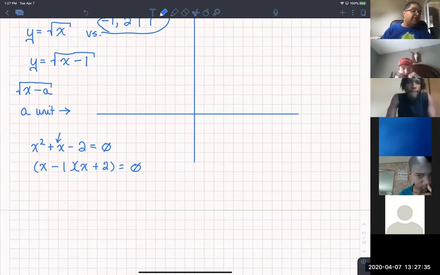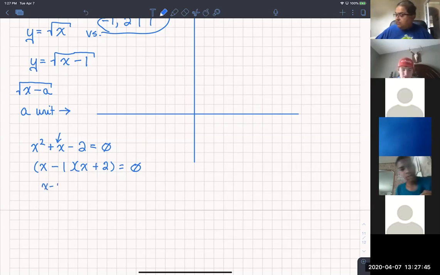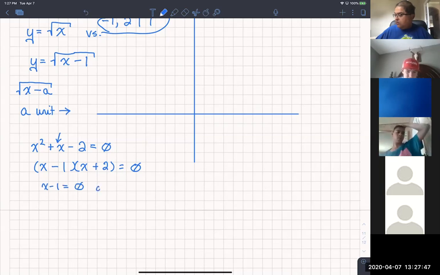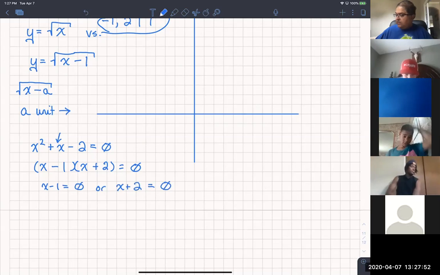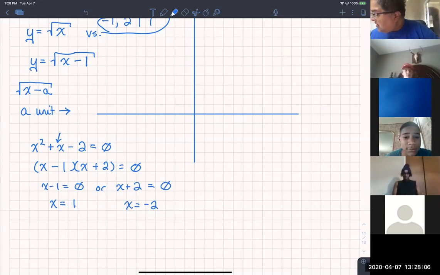Remember the zero product property that says that if you have multiple things that are multiplied together to give me 0, one of those things has to be 0. So that means either x minus 1 equals 0, or x plus 2 equals 0. So if I solve each equation, I get x equals 1 here, and I get x equals -2. Okay, you can remember that? Okay, so here, pay attention to this. Look at this.